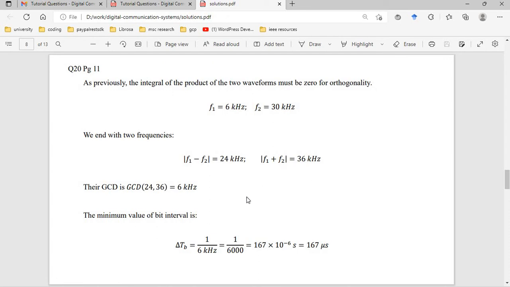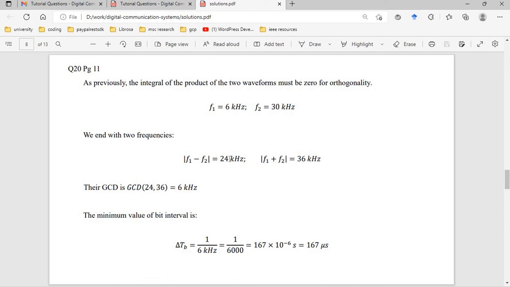As we've seen before, those two sinusoidal waveforms must have their arguments be integer multiples of pi, that is sine of n pi, and then we'll have one with n over Tb and the other one with m over Tb. In that case, we end up finding that for the minimum bit interval, the bit interval is the inverse of the GCD of those two frequencies.